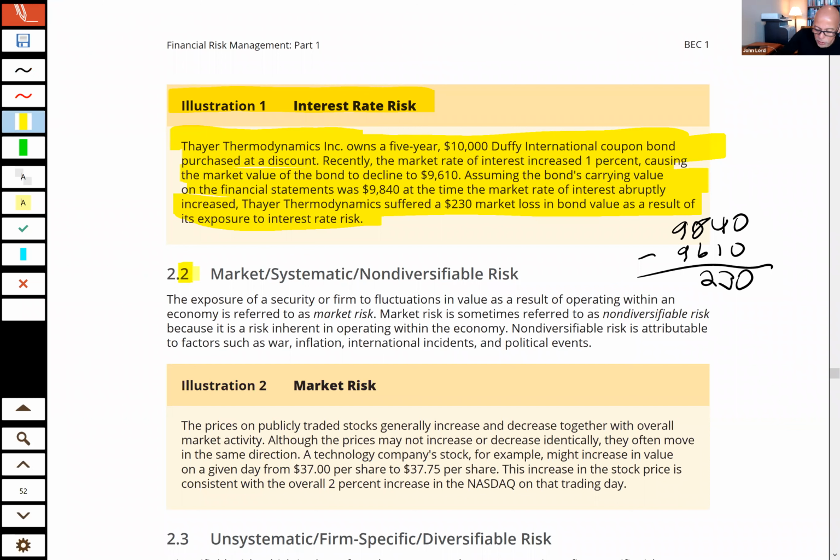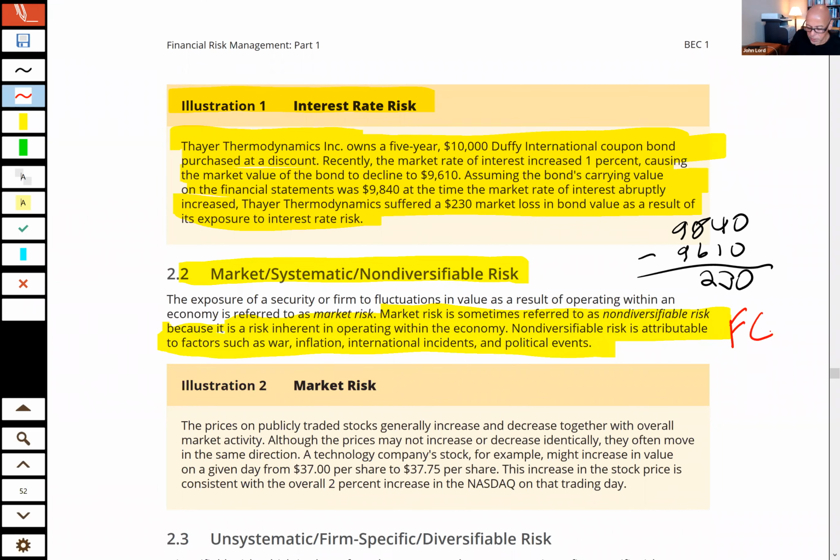Okay, good. Let's take a look at market risk, and it is also called systematic or non-diversifiable risk. And market risk is sometimes referred to as non-diversifiable risk, because it is the risk that is inherent in operating within the economy. Non-diversifiable risk is attributable to factors such as war, inflation, international incidents, and political events. Okay, so just flashcard that.